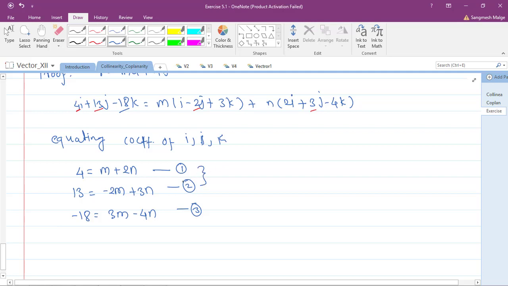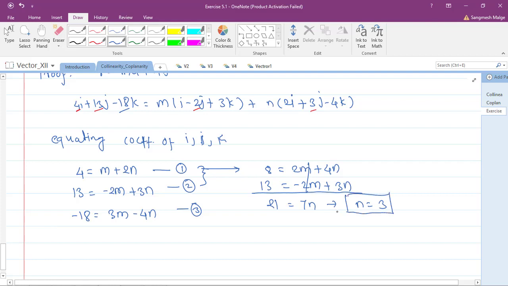We will multiply the first equation by 2. So the first equation becomes 8 equals 2m plus 4n, and the second equation is 13 equals minus 2m plus 3n. If I add these two, m cancels, and 13 and 8 give 21 equals 7n. So n equals 3. Substitute n equals 3 in the first equation: 4 equals m plus 2 into 3, which is 6, so m equals 4 minus 6, m equals minus 2.